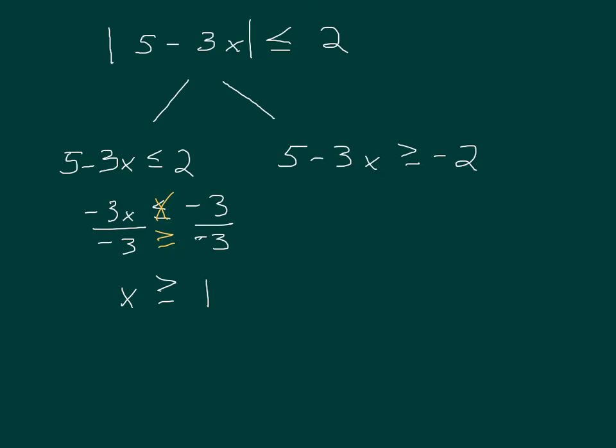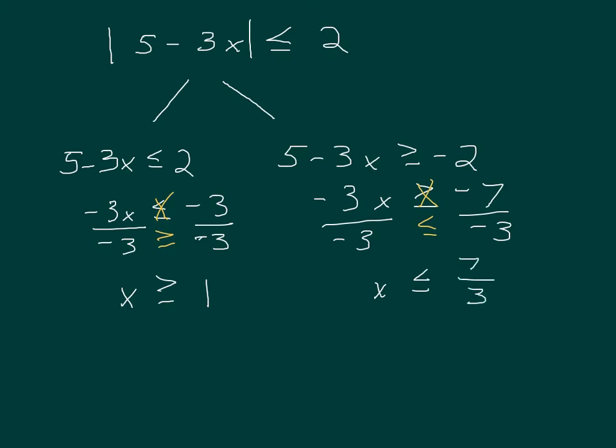In the other situation, we subtract 5 from both sides, and we get negative 3x is greater than or equal to negative 7. Divide by negative 3, and that reverses the inequality. And then we have x is less than or equal to 7/3. So our answer is x is greater than or equal to 1 and less than or equal to 7/3.